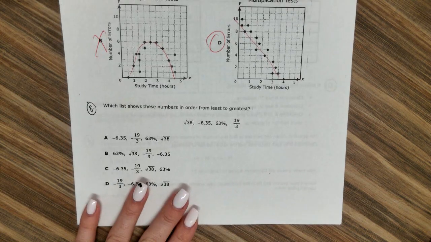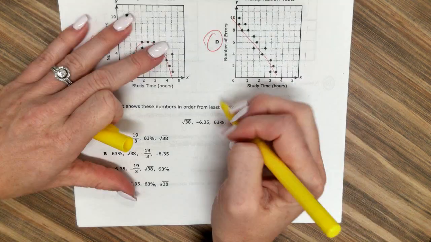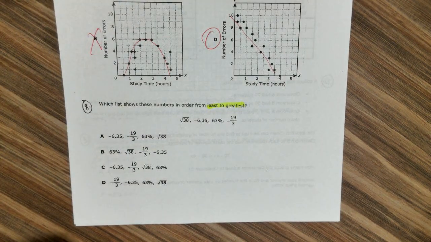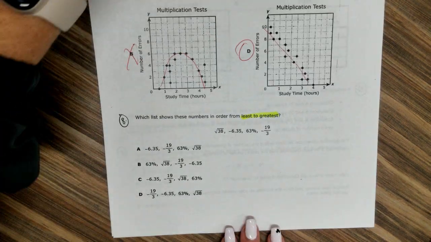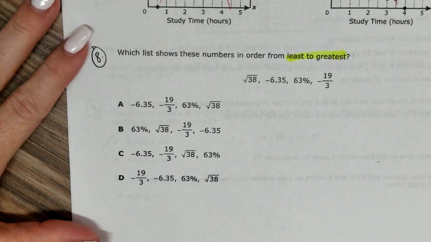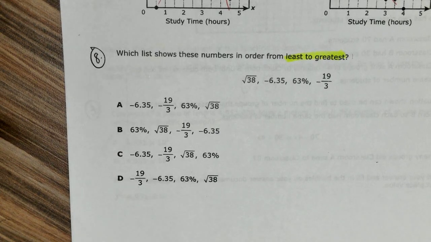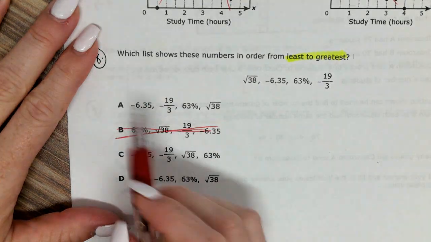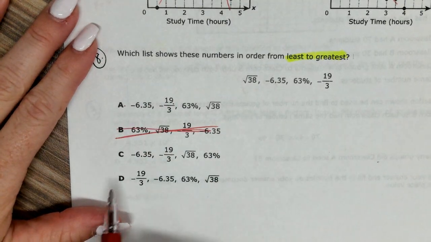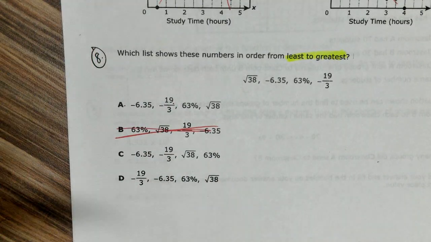All right, number 8 wants you to order the numbers from least to greatest. Now, before I do anything, I am going to mark out the answer choices that are totally wrong. What always has to be the least? So is there an answer that's just got to be totally wrong? B. All right, A has my negatives first, C has my negatives first, D. So nothing else I can do.